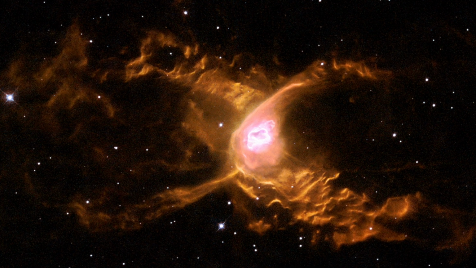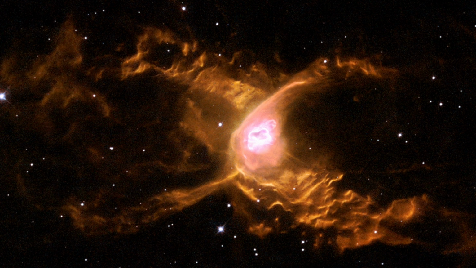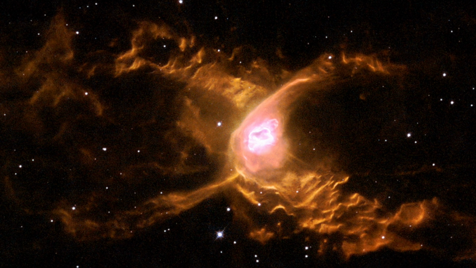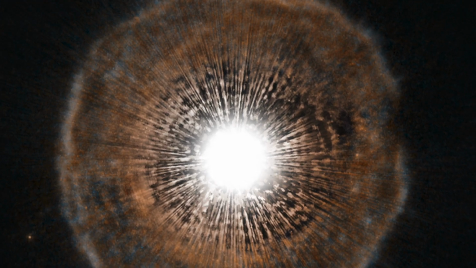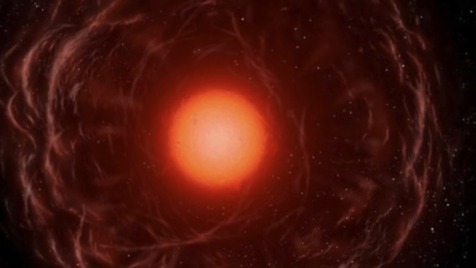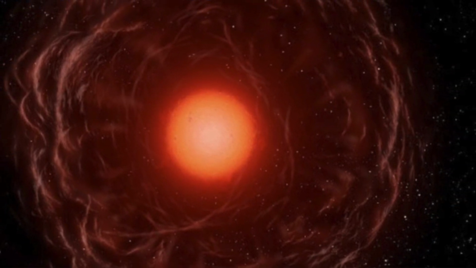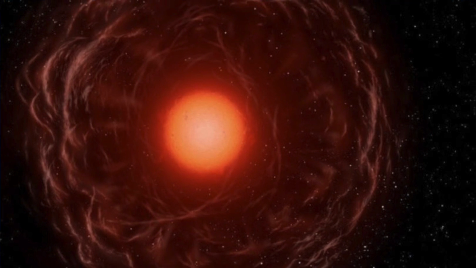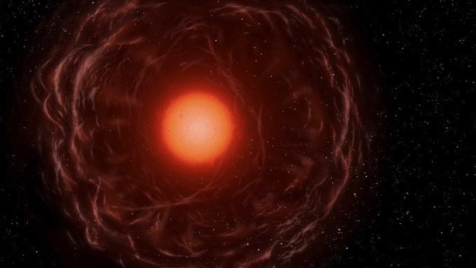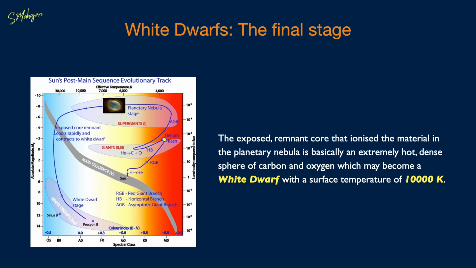This exposed remnant core that ionized the material in the planetary nebula is basically an extremely hot, dense sphere of carbon and oxygen. Any hydrogen not ejected quickly fuses via shell burning. When initially exposed, the central star, with a temperature of more than 30,000 Kelvin, may have a luminosity 100,000 times that of the Sun. But then it quickly fades by up to 90% within a century or so. The stellar remnant becomes a white dwarf with a surface temperature of about 10,000 Kelvin.